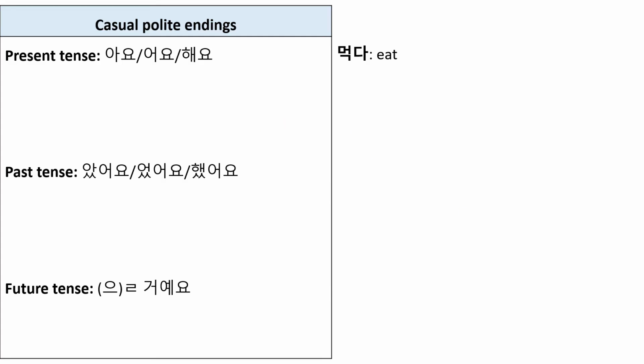Let's learn how to change the original form of a verb into a casual, polite form. 먹 is a stem of the verb. 다 is an ending of a verb. Typically, a verb's stem is not changed. Usually, only the ending part is changed. But a verb ending change depends on the last letter of the stem.